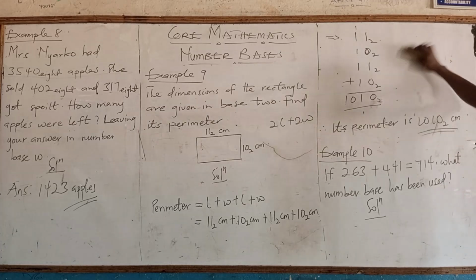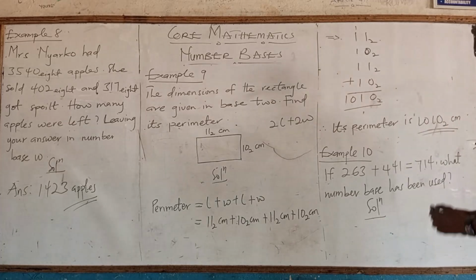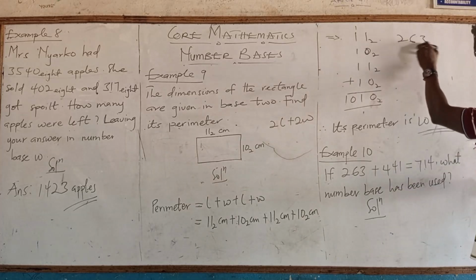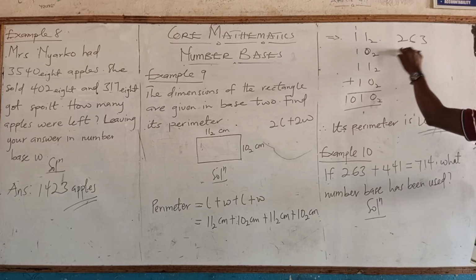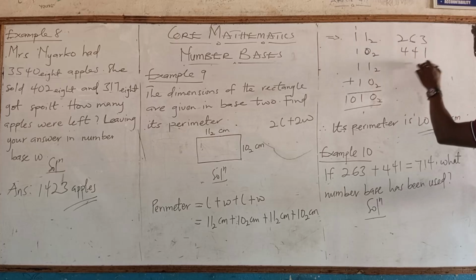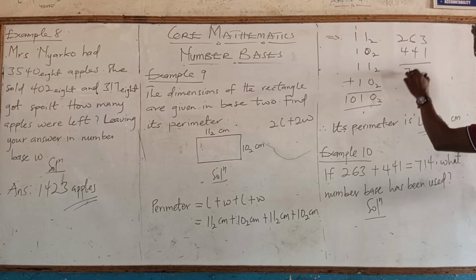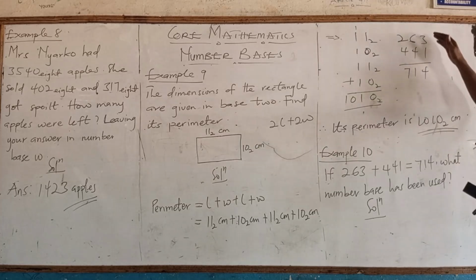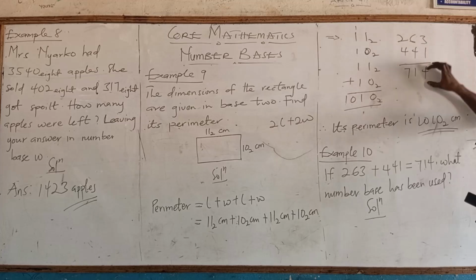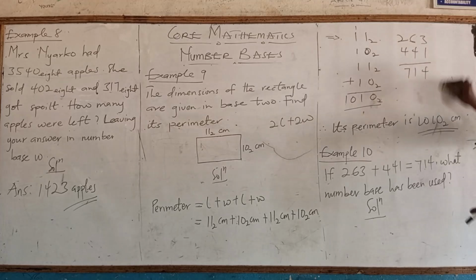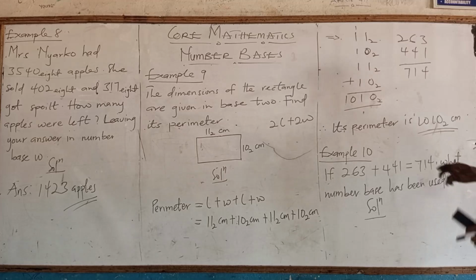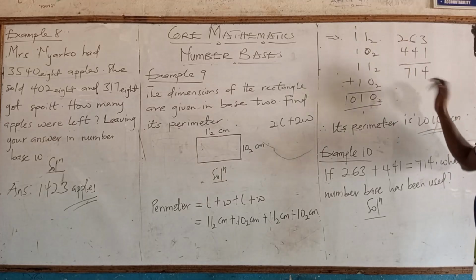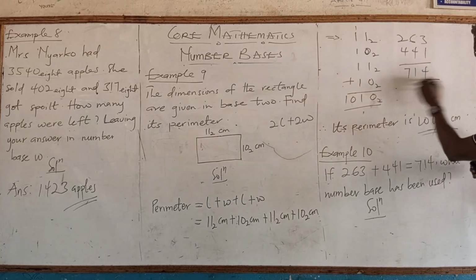So let me do it here. To check this one we know this one can be written as 2, 6, 3 and 4, 4, 1, and the result is 7, 1, 4. So let's check that. We want to know the number base in which we perform this to get that. Are we getting that? And we said whenever we have something in base 2, everything will be in base 2, including the result, right?